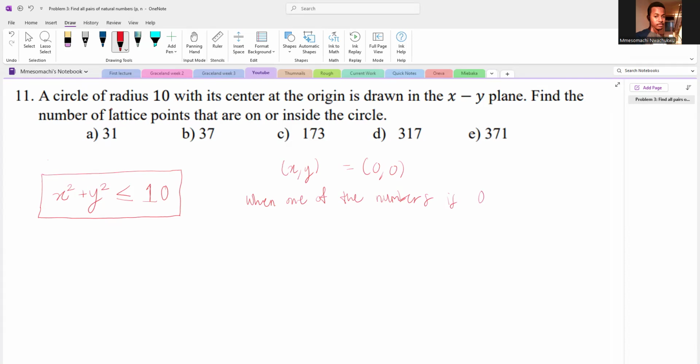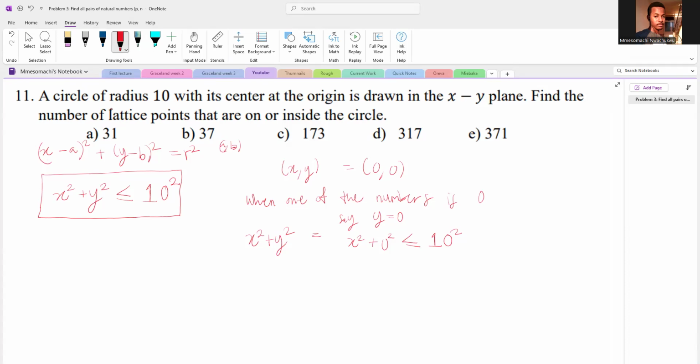So, without loss of generality, we pick one of the numbers. Let's say y is 0. So say y equals 0. This now becomes x squared plus 0 squared, so the number of integer solutions to this. Sorry, this should be 10 squared. The equation of a circle is x minus a squared plus y minus b squared equals r squared, where r is the radius and (a, b) is the center.